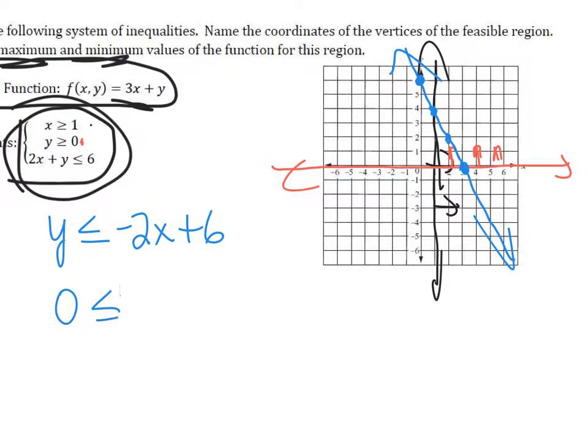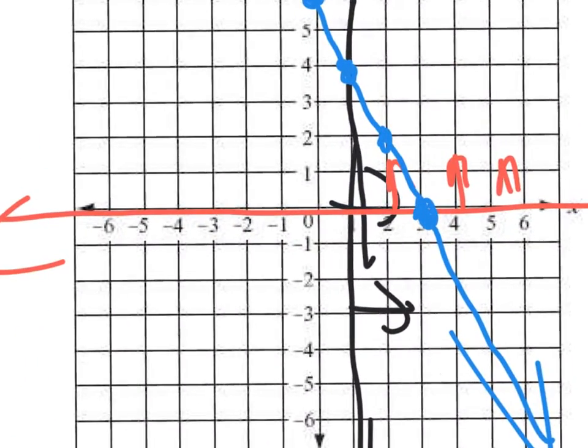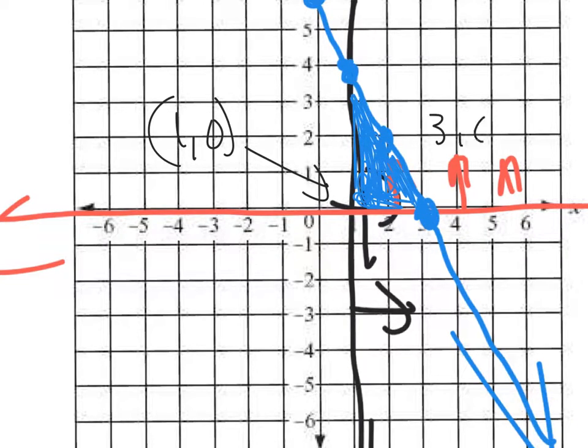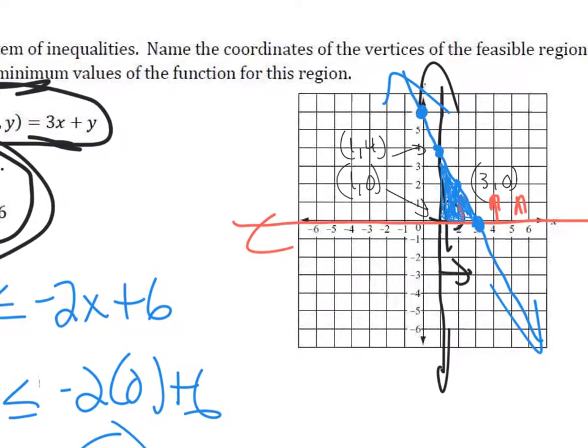So test 0, 0, like always: is 0 less than or equal to 6? That's true. So my feasible region here is going to be just this little piece right here. This is going to be my feasible region, just this little part. So now what I want to do is look at where I cross. Well, I cross right here, and that's going to be at 1, 0. I cross right here, that's going to be at 3, 0. And I also cross right here, which is going to be at 1, 4. So those are the vertices of my feasible region.